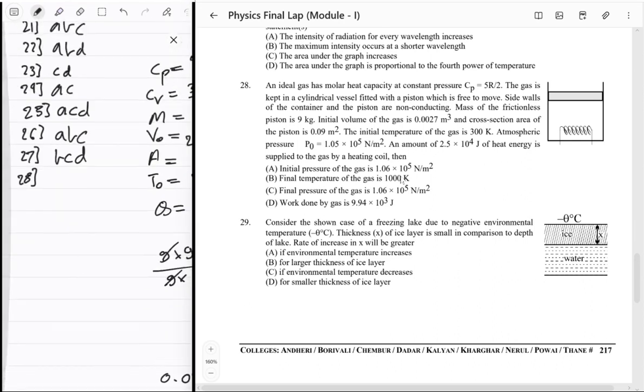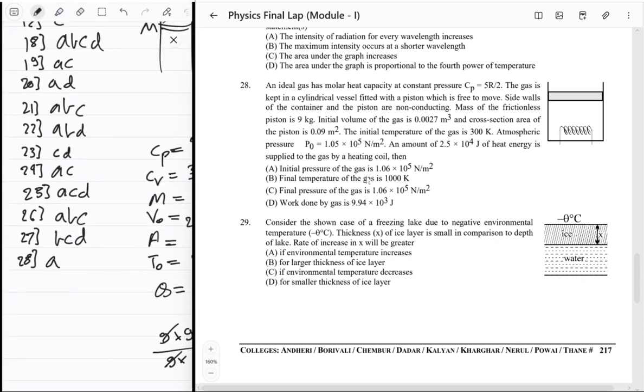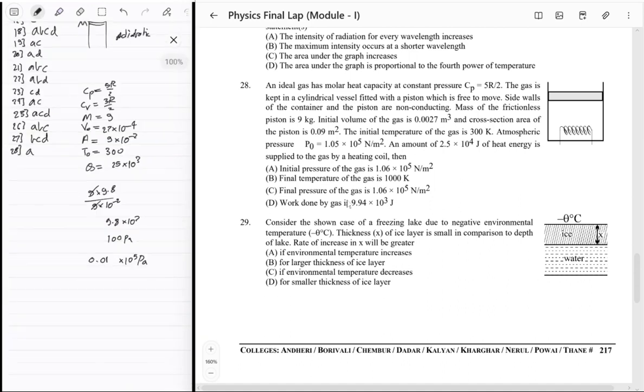So A is correct. And what else is there? Final temperature of the gas is something whatever. You have given the heat, okay, no big deal. The initial temperature is also given, so right.